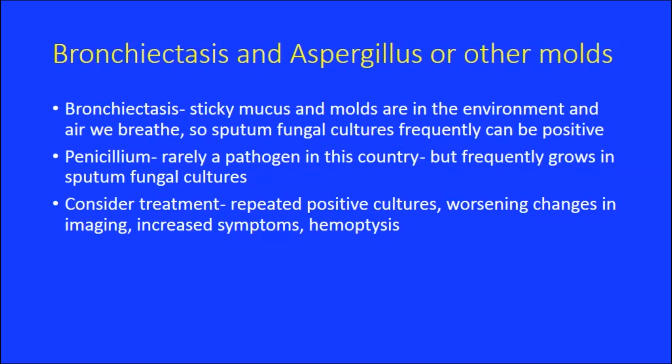But we do sometimes treat this. It used to be the dogma that you don't treat if it's bronchiectasis and you grow molds, because of course you can grow molds. But if you get repeat positive cultures, plus increased symptoms, maybe some hemoptysis and some worsening change in your imaging, we do often add something to treat these, usually something like posaconazole.